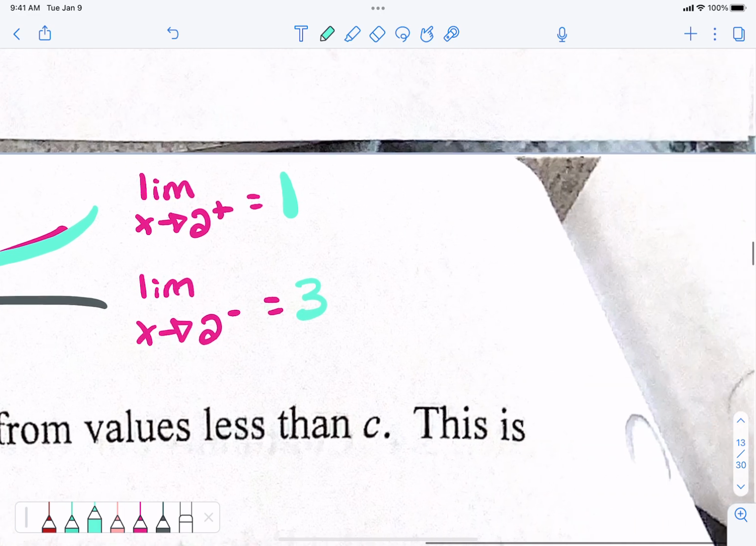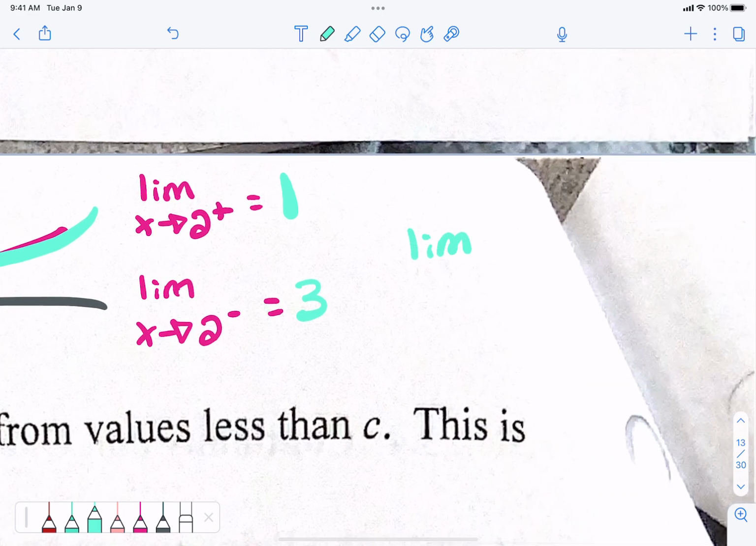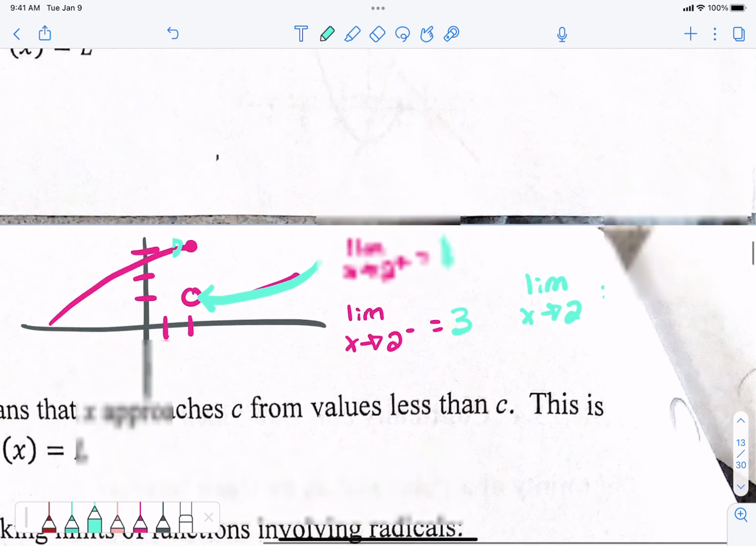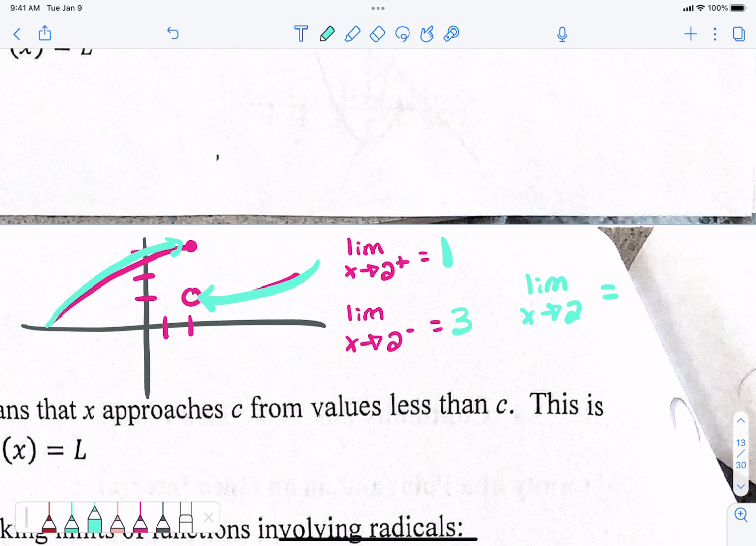Okay, now what if I throw this in there and I say what's the limit just as x goes to 2? The limit as x goes to 2 is coming in on the right side and the left side. So is it 1 or is it 3? Is it 2, the average? It's non-existent.